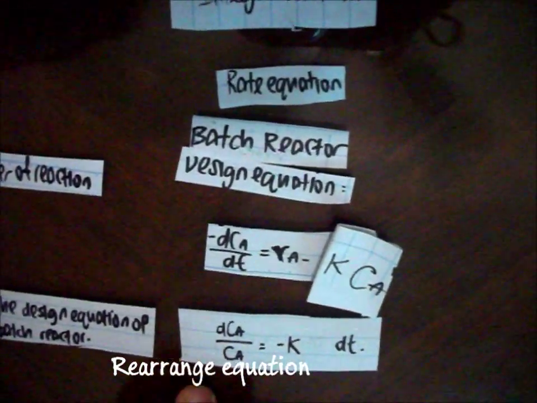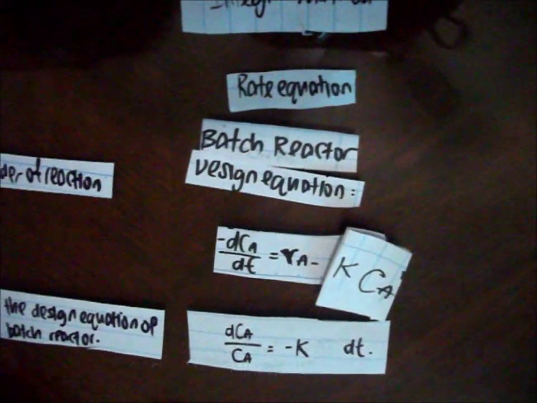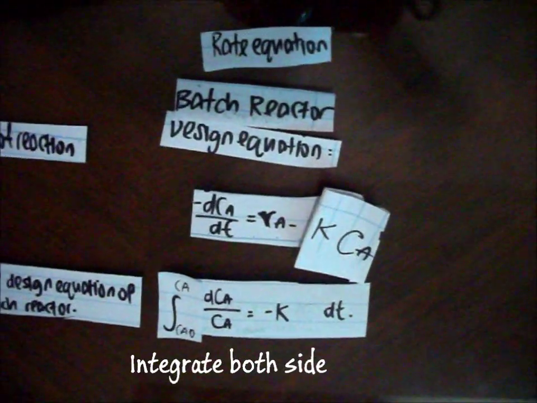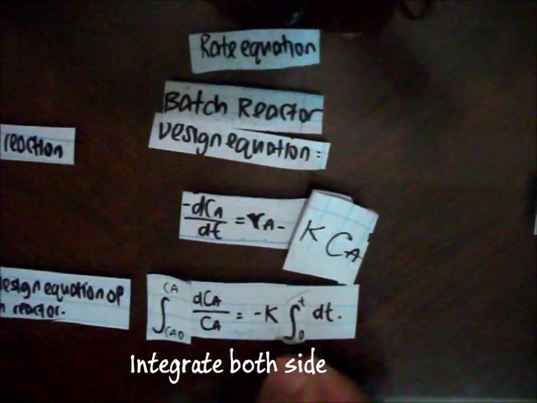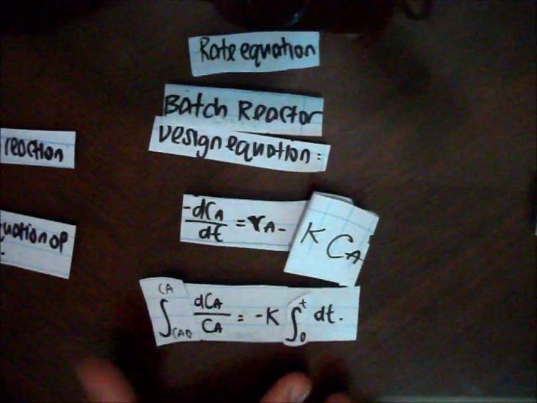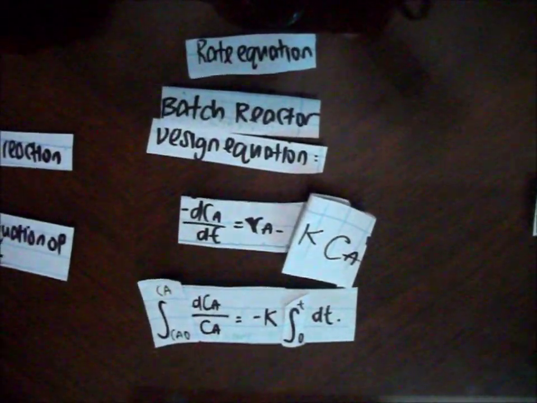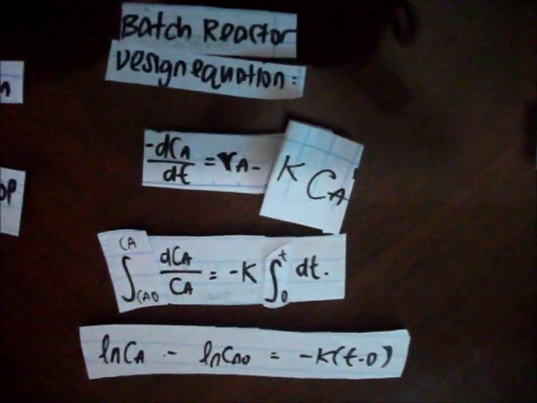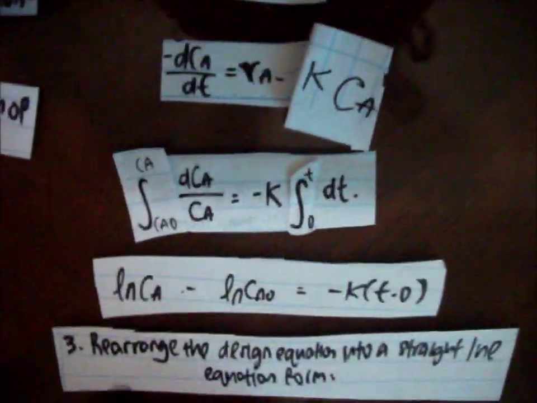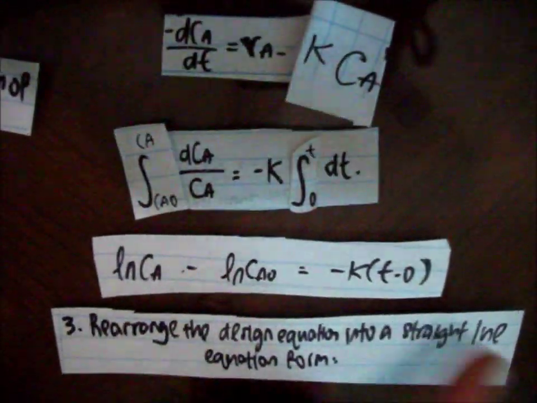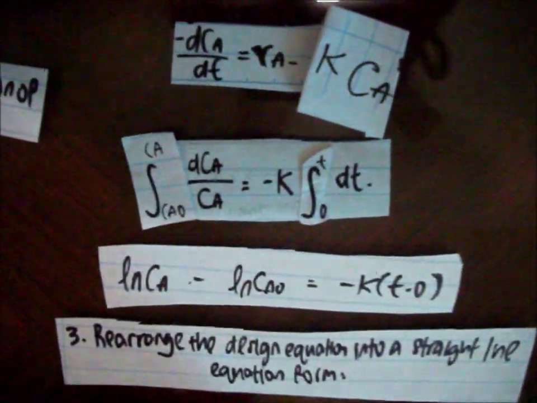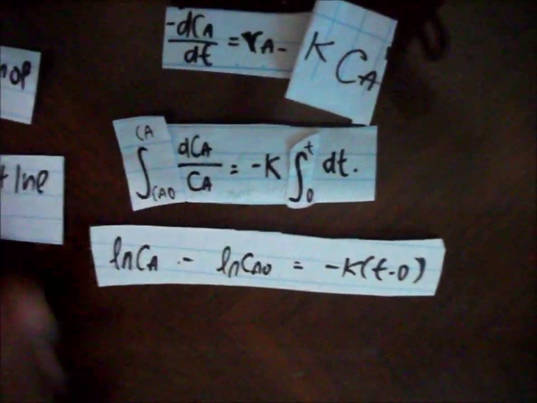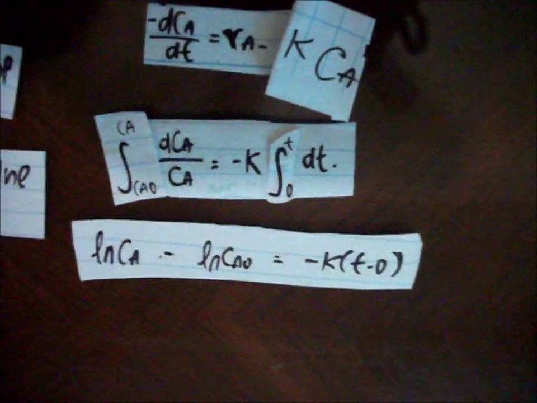For this section, by means of the integral method, we will do some integration to this equation. We integrate it by adding in the integral signs, and then we get this. This is the third step of the integral method, where we rearrange the design equation into a straight line equation form. We have to find the straight line form, which we can make into a straight line equation to become like this.